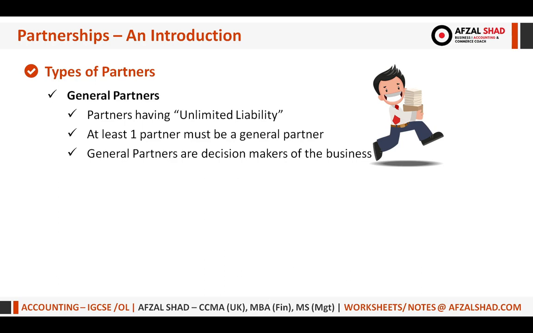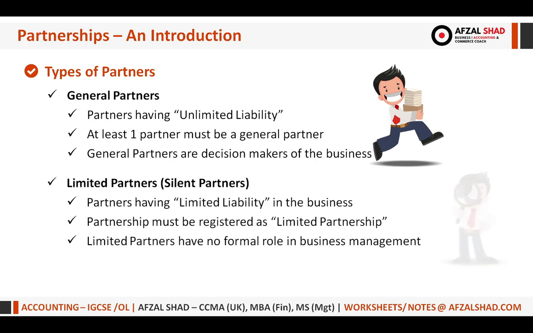Then there is obviously a good thing behind the general partners: they are the decision makers. Why are they the decision makers? Because they are bearing the burden of unlimited liability. That's why we give the decisions in their hands, because they are at risk. They are the people who are going to decide the future of the partnership. If there is one general partner, all of the decisions are made by him only. If there are two general partners and one partner who is not, then those two general partners are going to make all of the decisions. So remember, they have unlimited liability. It's a bad point, but the good point is they are going to be the decision makers of the business.